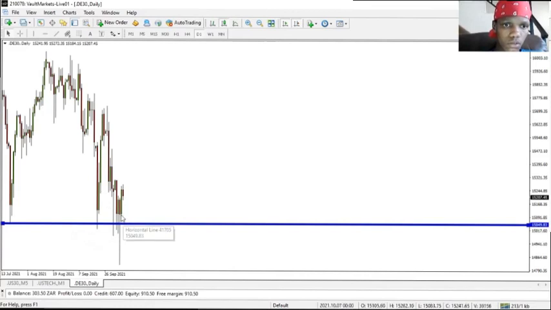So price has been failing to break this horizontal line for days, because as you can see, this was missing Monday, Friday. So on Monday, price came here, it rejected. On Tuesday, price came here, it rejected. On Wednesday, price came, then it rejected, and then price started going to the upside.